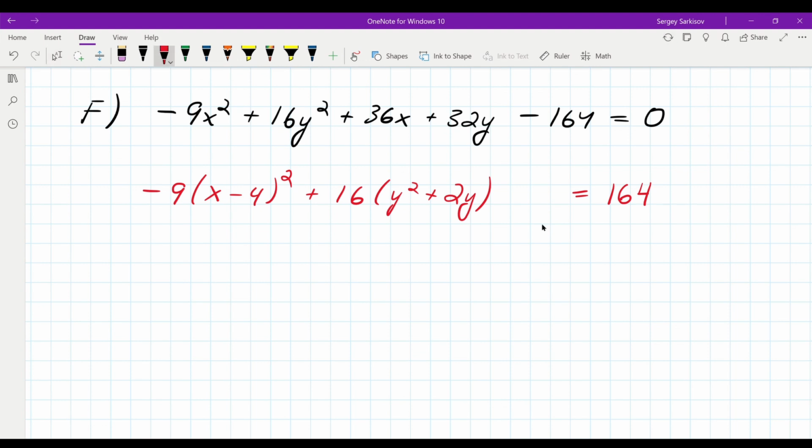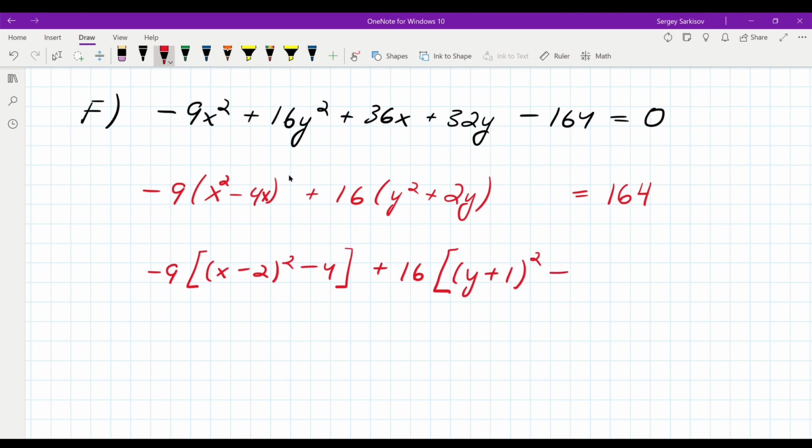So what we can do is, oops, I messed up there, sorry. That's incorrect, glad we looked at that now. It's x squared minus 4x, is what I meant, right? That's what I was trying to do. And so we have negative 9 times x minus, complete the square on that, 2 squared minus 4, 2 squared is 4, and then plus 16, and to complete the square on the y stuff, it's y plus half of 2 is 1, and then take away the 1 squared, okay? And then that's equal to 164.